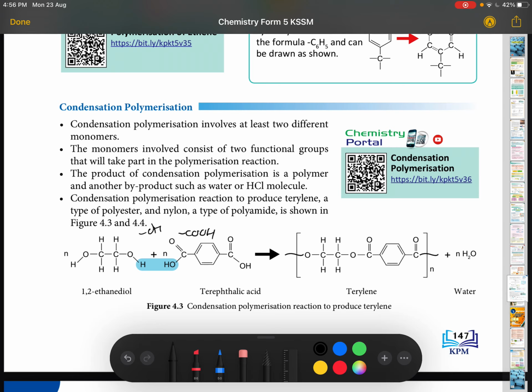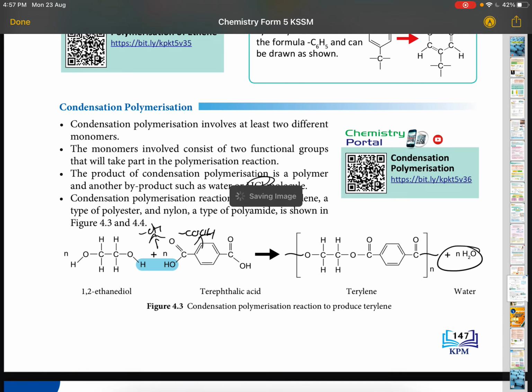But that's not the main part. The main part that you need to know is it will always produce a byproduct. Wait, it doesn't have to be these two, but it has to be two functional groups that can react together and form a byproduct. That's the main point. You don't have to know whether it's esterification or something else. The byproduct can be water, or it can also be HCl, and it can also be other stuff. The main point I'm trying to make here is that there is a byproduct.